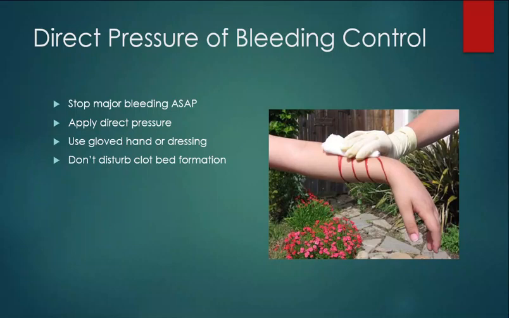First of all, we want to stop major bleeding. Stop major bleeding as soon as you possibly can. That's a prime directive for you. The way that we do that is we go with direct pressure. If direct pressure does not work, then we immediately go into a tourniquet. Now keep in mind, you don't have to have anything to apply direct pressure.